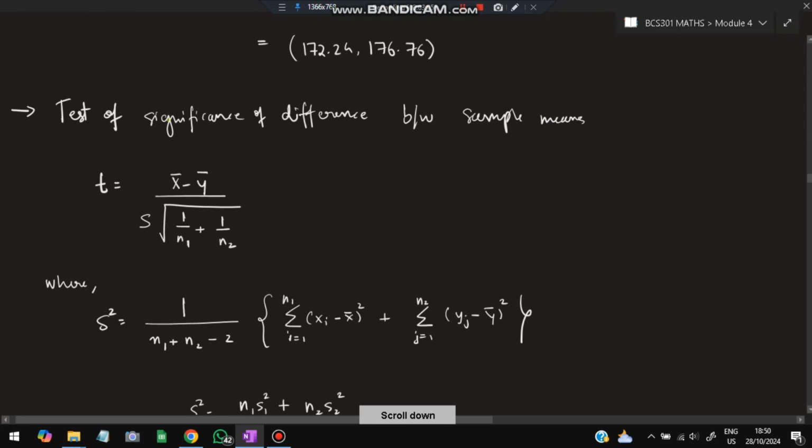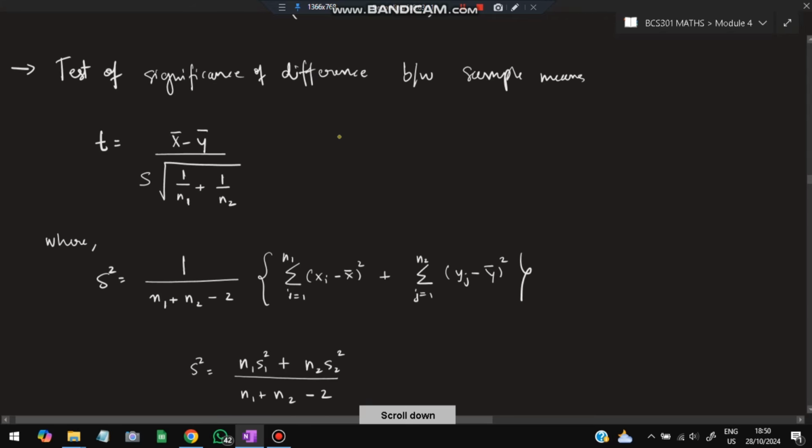Now moving on to the next topic, we have the test for significance of difference between the sample means. Here we will be using this formula. Two samples will be given to us, x sample and y sample. Calculate the means and the number of terms in the first sample and in the second sample, multiplied by the s value. How will we calculate it? S square is given by this formula.